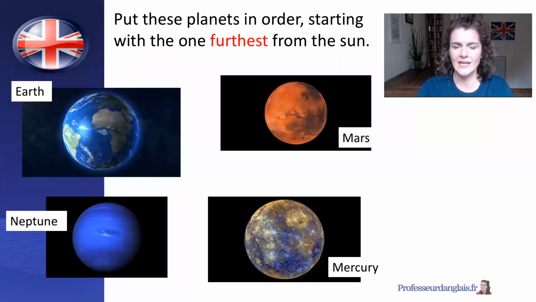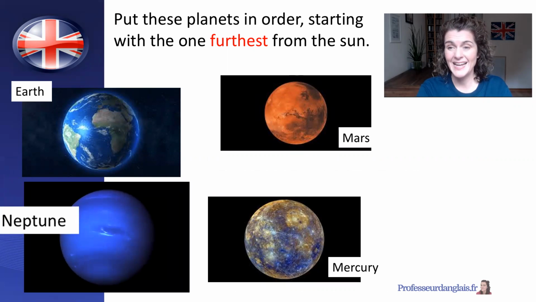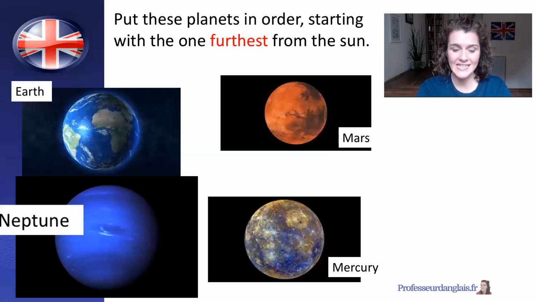Okay, let's have a look here. We've got some planets here. We have the Earth, Mars, Neptune, and Mercury. Can you put these planets in order, starting with the one furthest from the Sun? Again, you might want to pause the video, that's fine. Okay, so which one is furthest from the Sun? So the planet that is furthest from the Sun is Neptune.